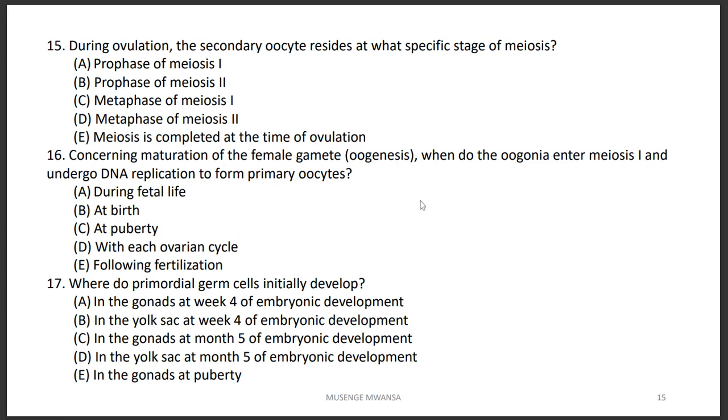So primordial germ cells come from the epiblast formed in the second week. They start migrating to the yolk sac by the fourth week, and then they are going to start also going to the gonads by week 6. So yolk sac week 4, and then gonads, that is in the ovary or testis, by week 6. So which one is going to be the answer? The answer is going to be B, in the yolk sac at week 4 of embryonic development.